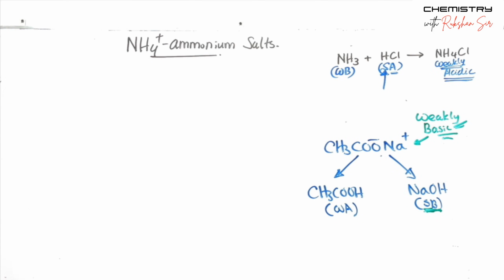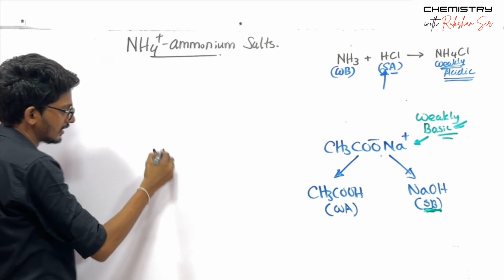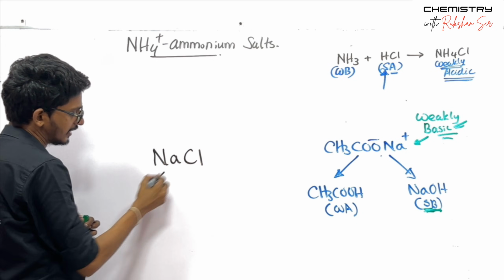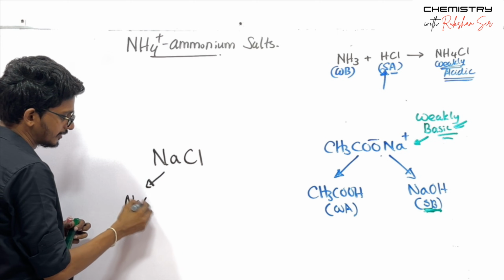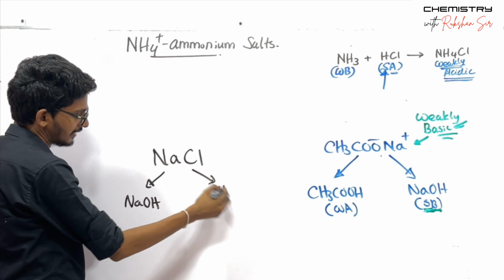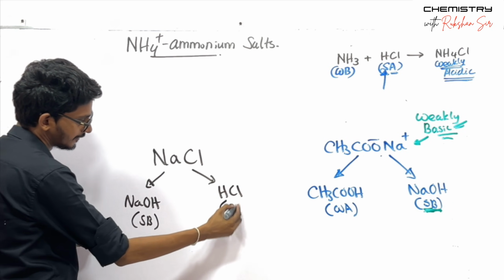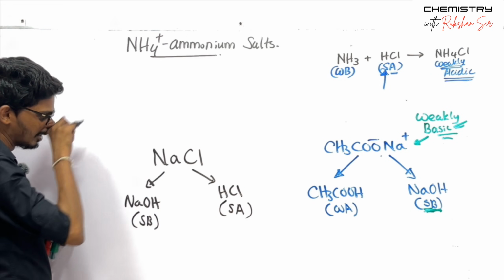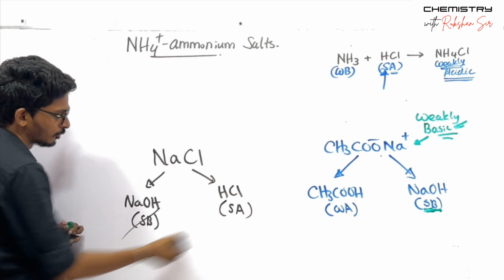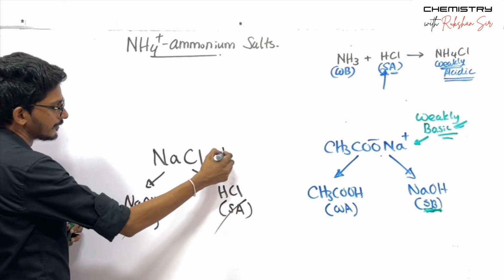That is why NaCl is neutral. You are coming up with NaCl. It is coming from NaOH and HCl. This is a strong base. This is a strong acid. So strong versus strong cancels out. So neutral.